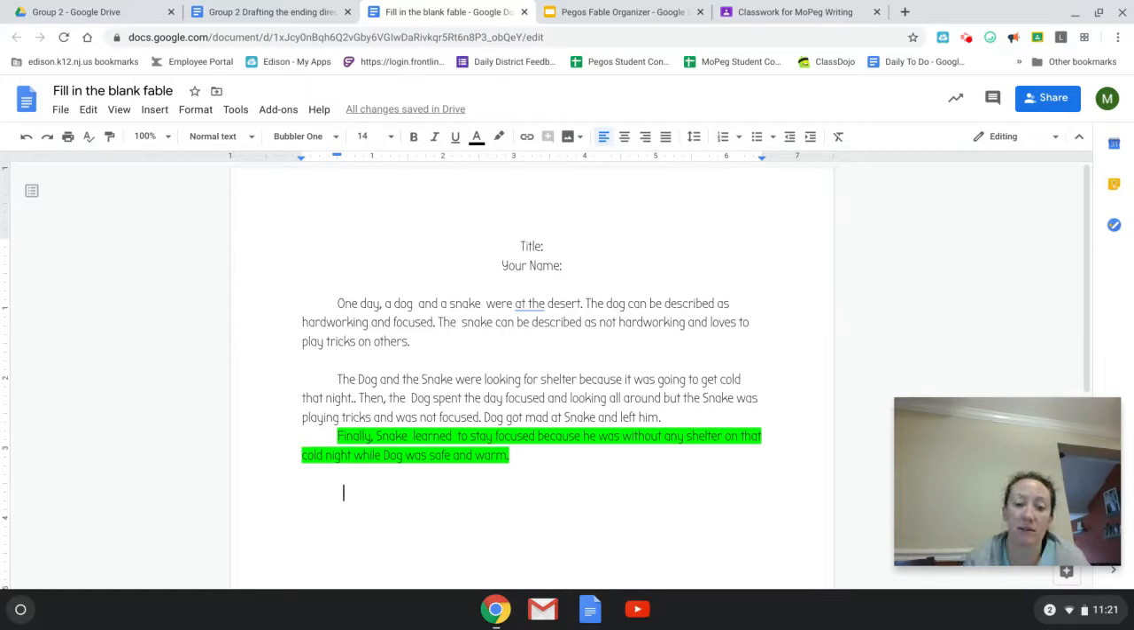One day, a dog and a snake were at the desert. The dog can be described as hardworking and focused. The snake can be described as not hardworking and loves to play tricks on others. The dog and the snake were looking for shelter because it was going to get cold that night. Then the dog spent the day focused and looking all around, but the snake was playing tricks and was not focused. Dog got mad at Snake and left him. Finally, Snake learned to stay focused because he was without any shelter on that cold night, while Dog was safe and warm.